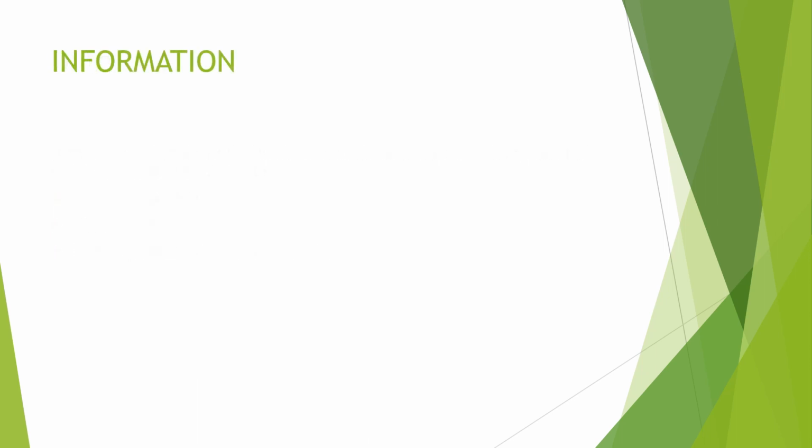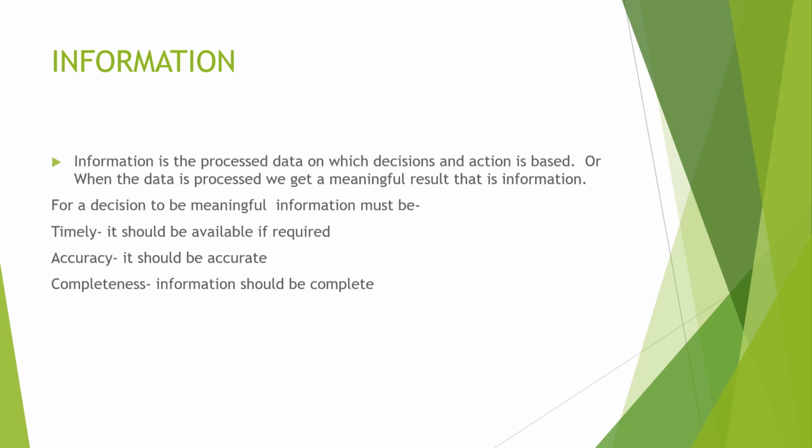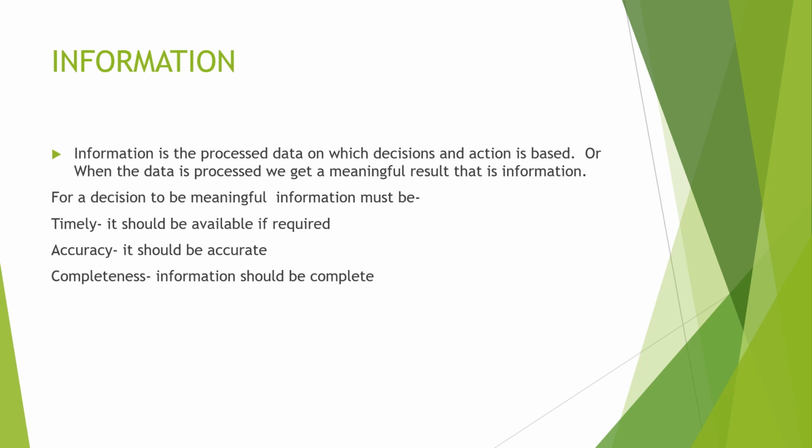Next is information. What is information? Once you give the data and the computer works on that data, we get the output or the meaningful result. That is called information. Information is the processed data on which decisions and actions are based. Or when the data is processed, we get a meaningful result, that is information. For taking any decision, meaningful information must be timely, that is we should get it whenever required, accurate and complete. We should always have complete information for taking any decision.